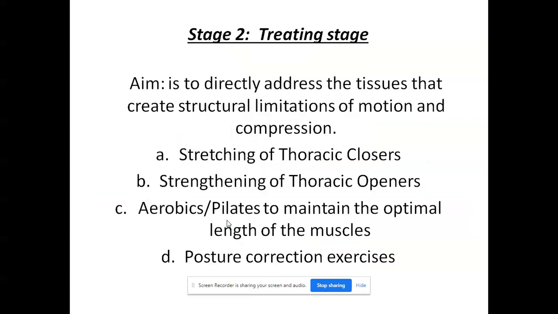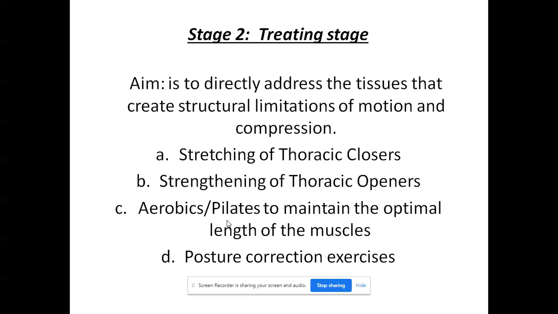Coming to stage 2, that is the treating stage. Aim in this stage is to directly address the tissues that create structural limitation of motion and compression. There are four parts of the treating stage: stretching of thoracic closers, strengthening of thoracic openers, aerobics or pilates to maintain the optimal length of the muscles which are stretched and opened up, and posture correction exercises.